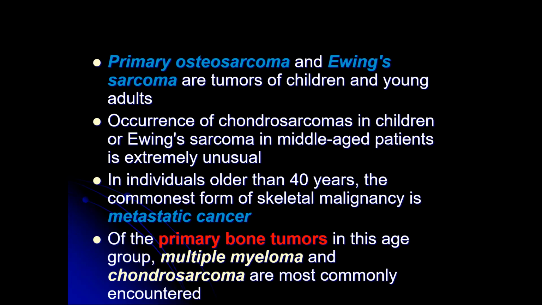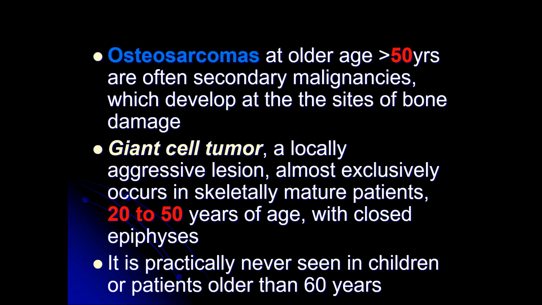Of the primary bone tumors in this age group, multiple myeloma and chondrosarcoma are known to occur, particularly after the age of 50 and 60. Osteosarcomas at an older age, greater than 50, occur secondary to scar tissue. They can occur secondary to Paget's disease or even radiation therapy. So you have to think of this in your management of the patient and arriving at the proper diagnosis. Not all osteosarcomas are impossible to occur at this age. They do occur, but they occur secondary to other lesions.